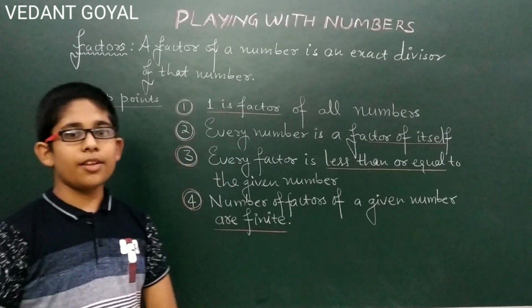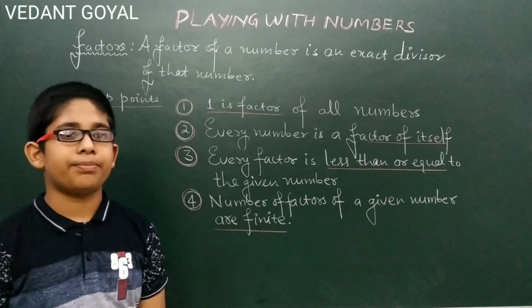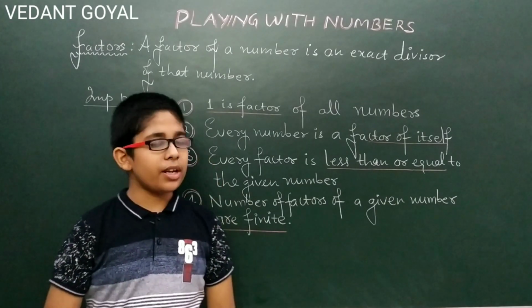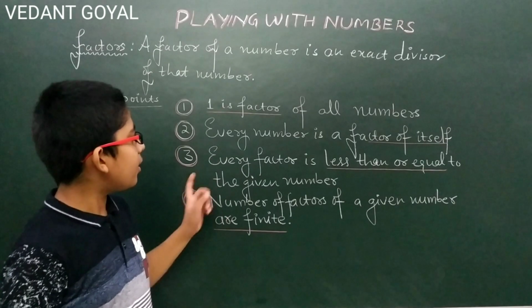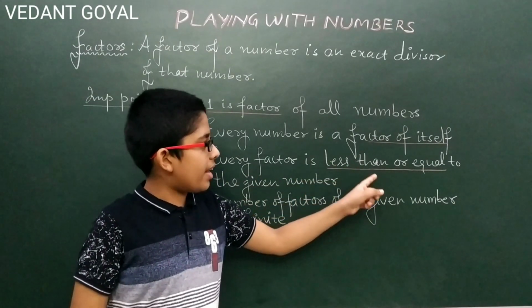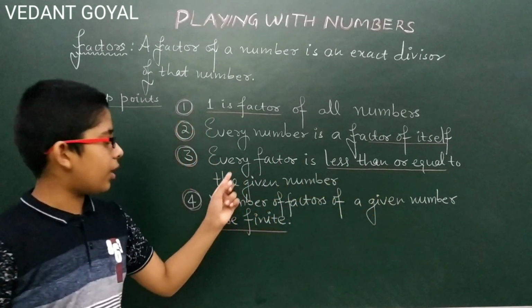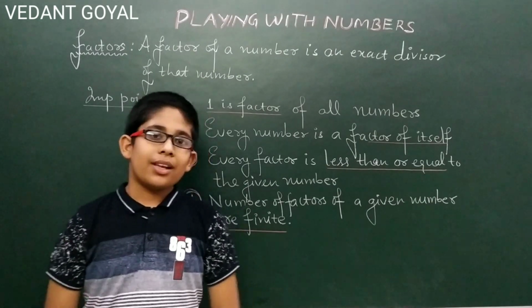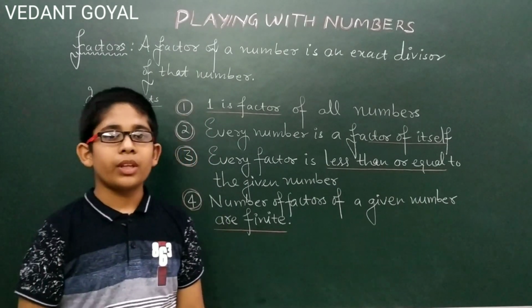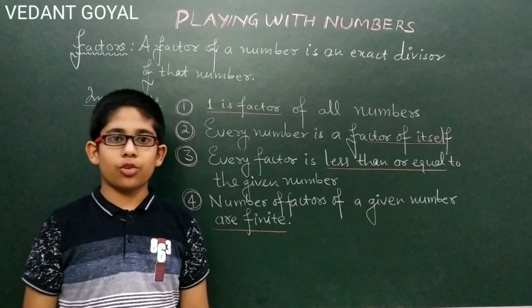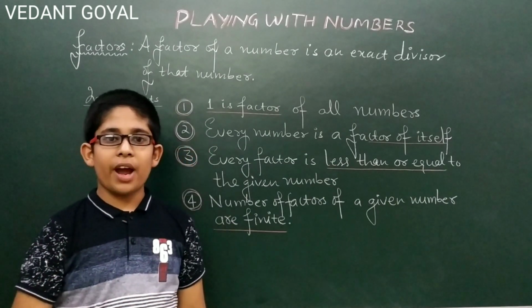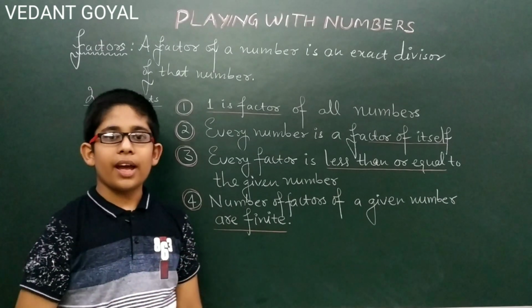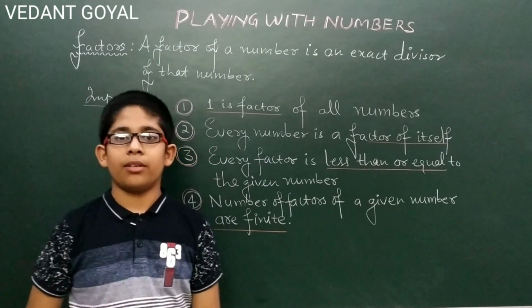First, 1 is a factor of every number. Every number is a factor of itself. Third point, every factor is less than or equal to the given number. Let's take 8. You know that two of the factors of 8 are 1 and 8. So the minimum factor of 8 is 1 and the maximum is 8.